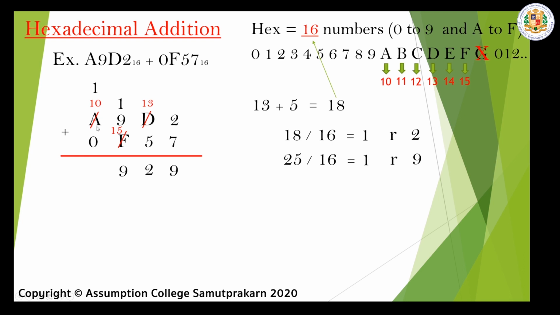1 plus 10 is equal to 11. In hexadecimal, we only have 0 to 9 as digits, so we will have to convert 11 to a letter over here. So 11 is equivalent to B. So the answer is B929.